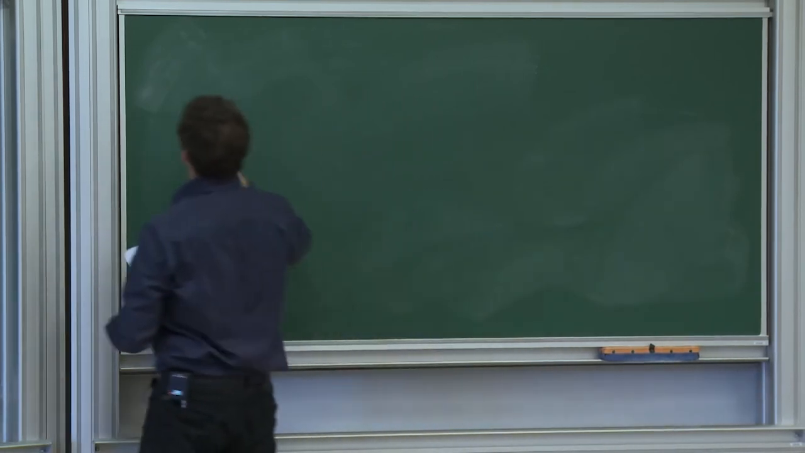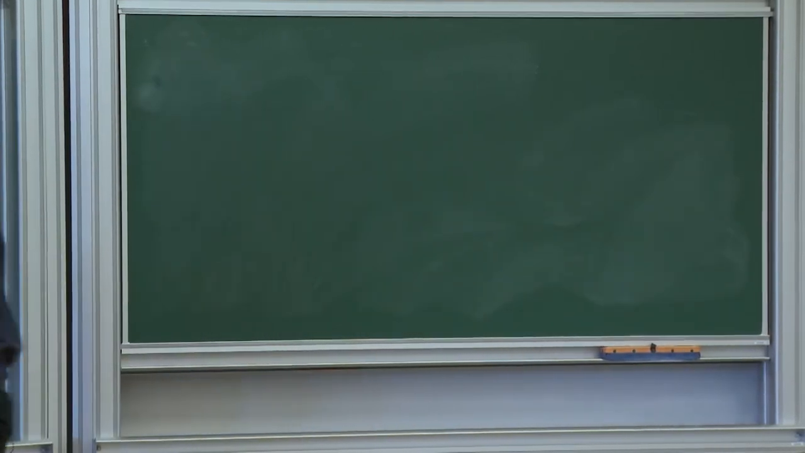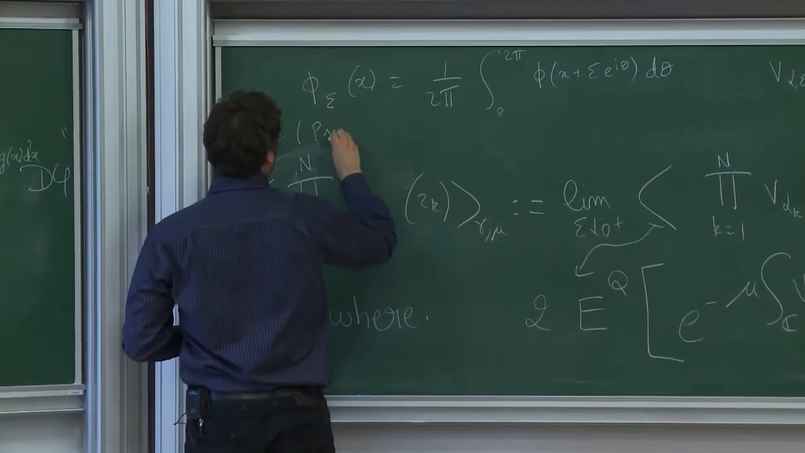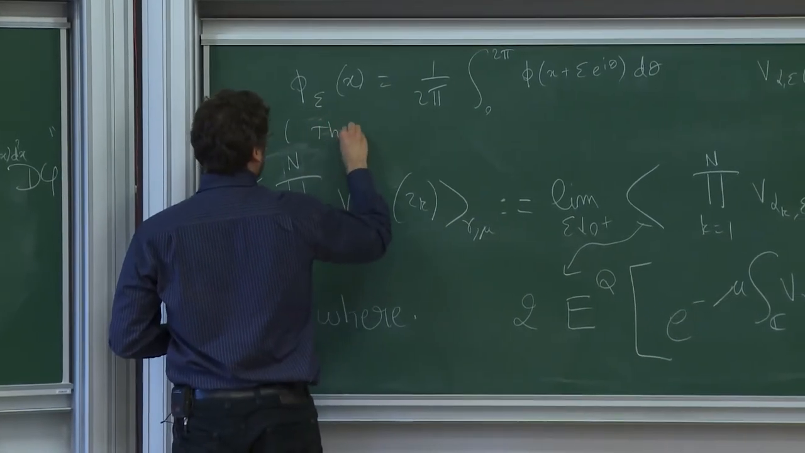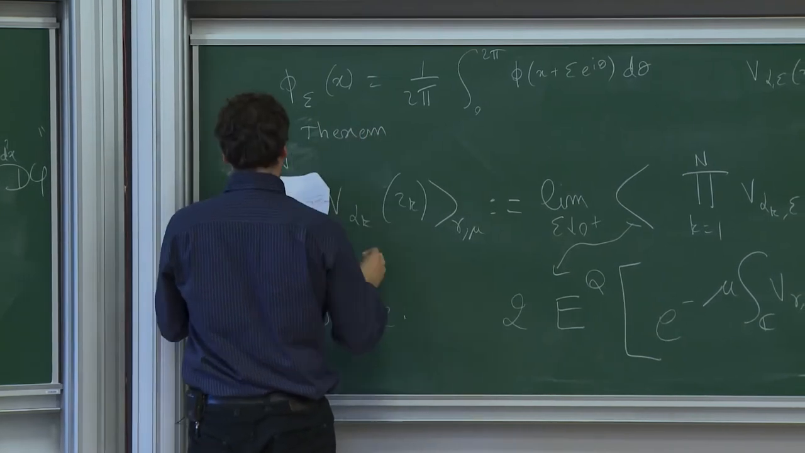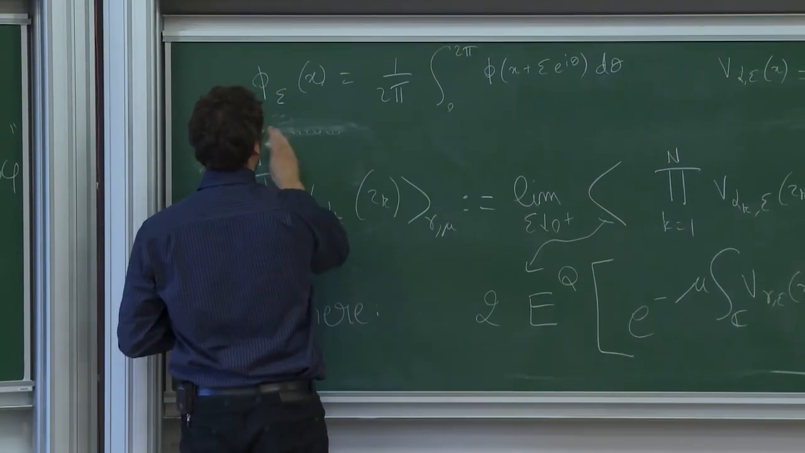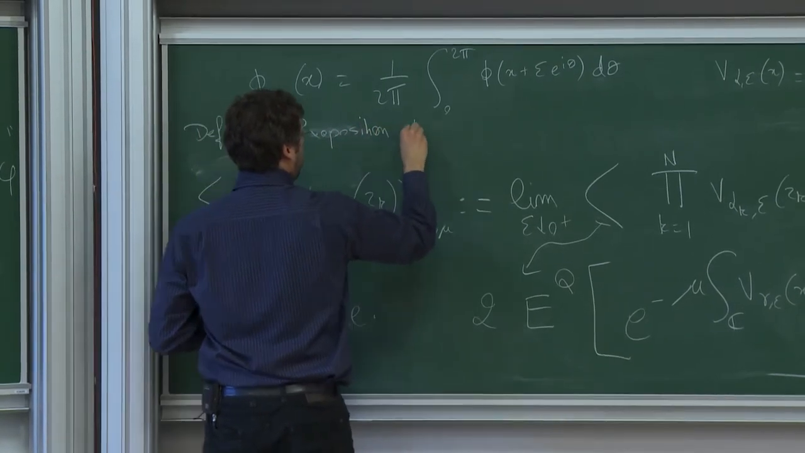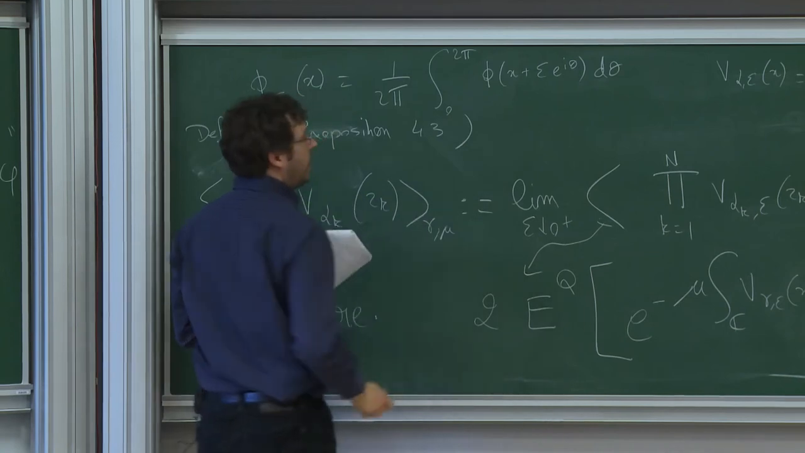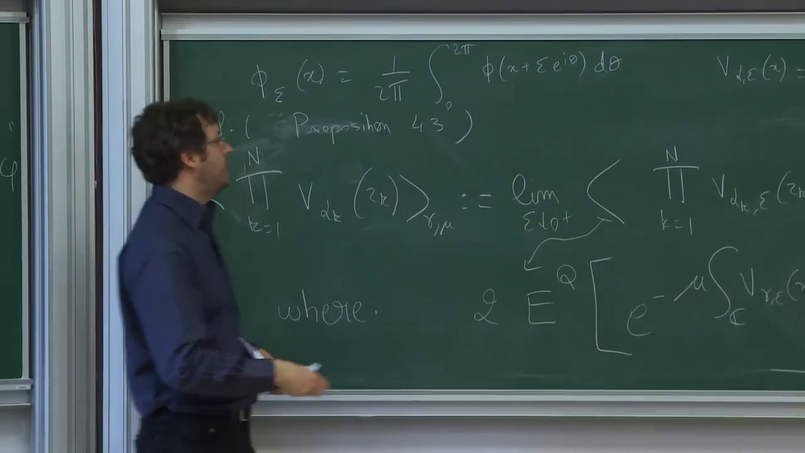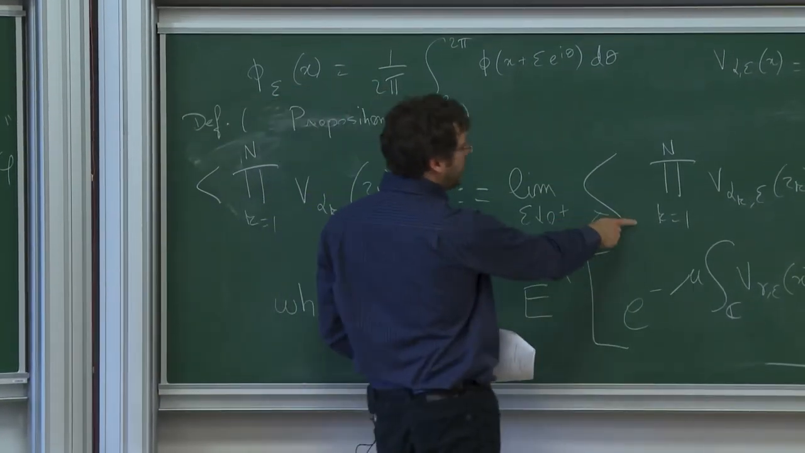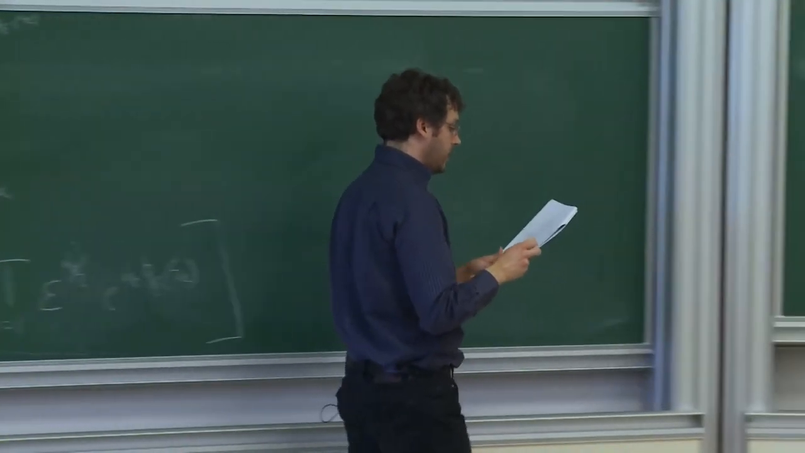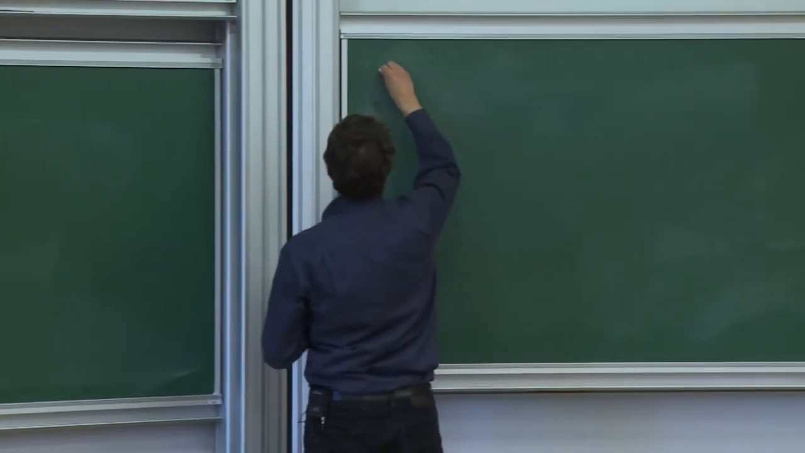Okay. So this is a definition, and you have to prove that the right-hand side limit exists, so it's a definition-theorem if you want. This is Proposition 4.3. Proposition 4.3 says in the lecture notes that the limit exists and is given by the definition of lecture 1. So, proof.